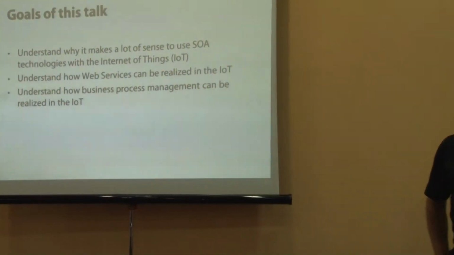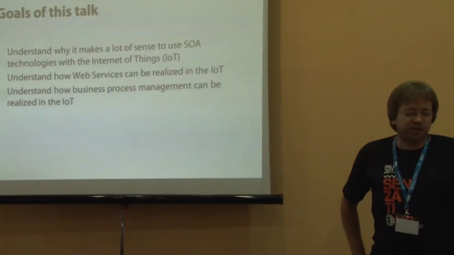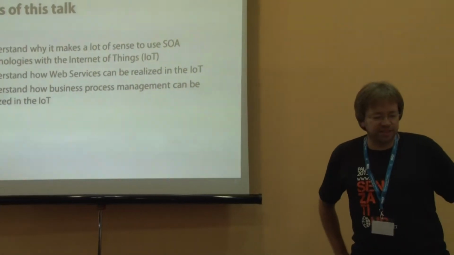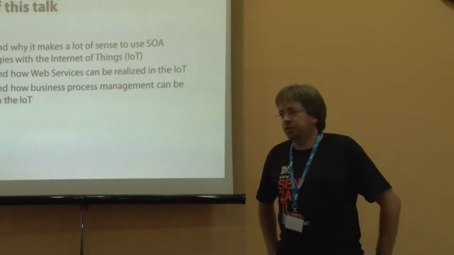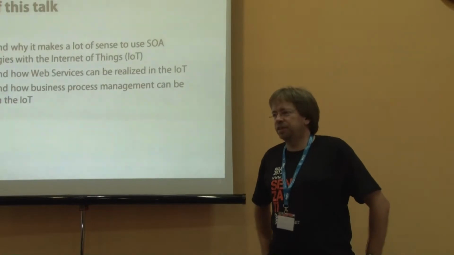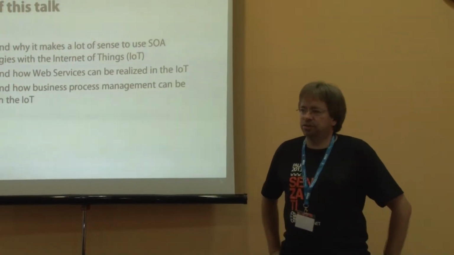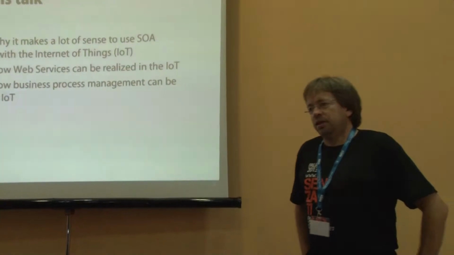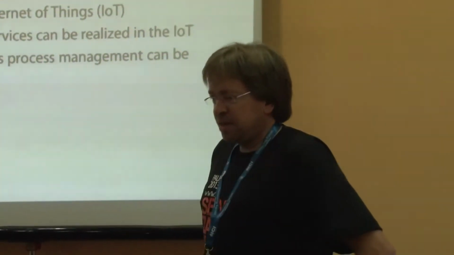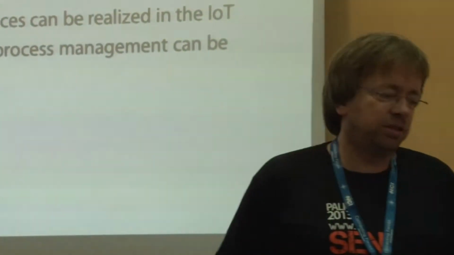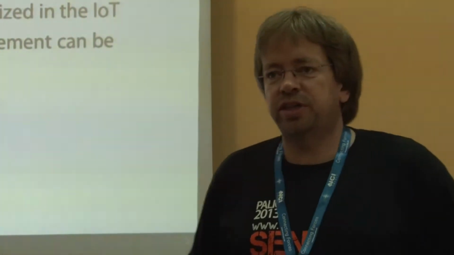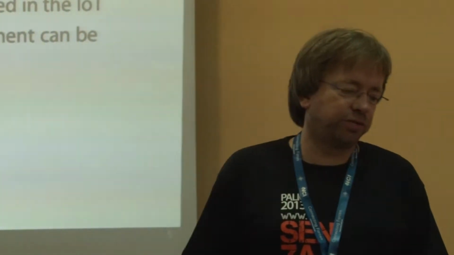First, I will try to show you that it makes a lot of sense to use so-called service-oriented architectures with the Internet of Things. Service-oriented architecture is one of the main modern approaches to construct business software. I'll also give a brief introduction into the whole idea of service-oriented architectures. So we want to combine service-oriented architecture and the Internet of Things.